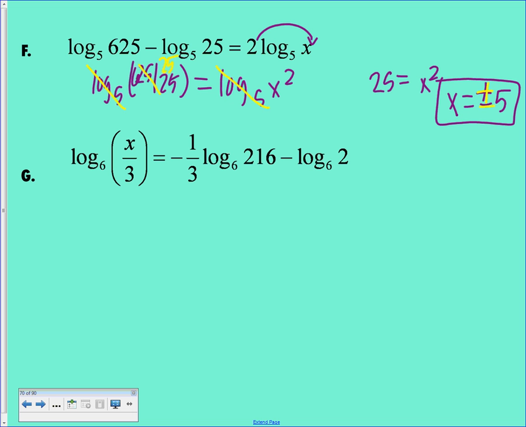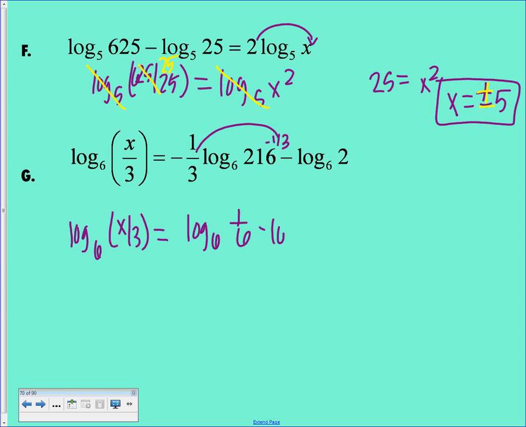Okay, so we'll try G. Same idea. Okay, the left side is as simplified as it gets. So I've got x over 3. Next I can do is I can move my negative 1/3. Okay, be very careful there. That's a negative 1/3. So I've got log base 6 of 216 to the negative 1/3. Well, if 216 to the 1/3 would be 6, the negative then flips it. I'm not sure if you're going to remember that, so just be careful.